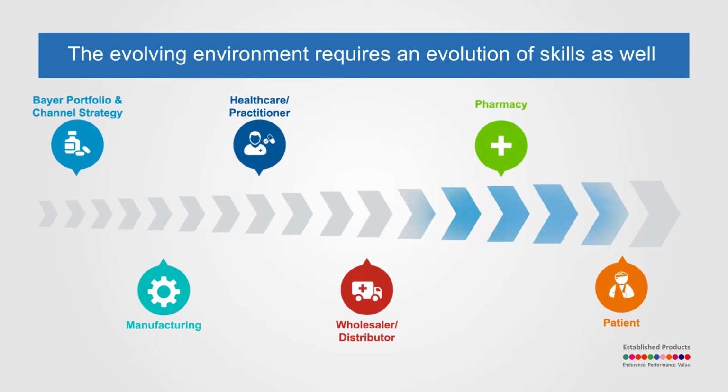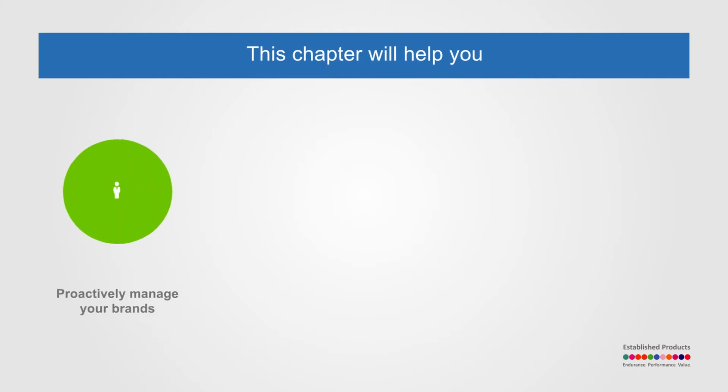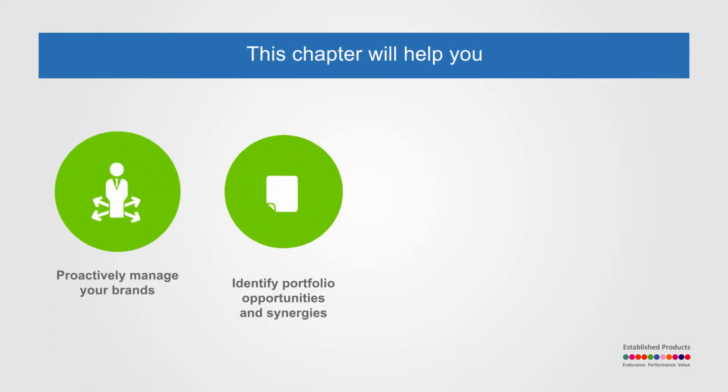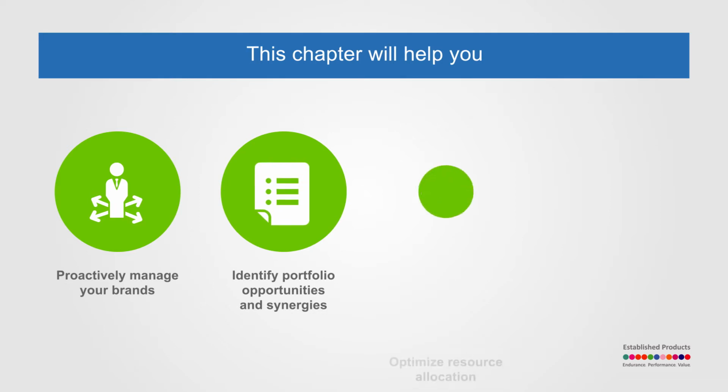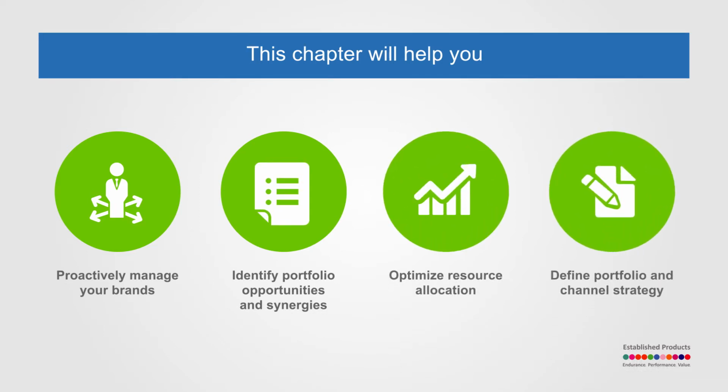This third chapter will focus on how we build our portfolio and channel strategy. This chapter will enable you to proactively manage your brands, identify portfolio opportunities and synergies, optimize resource allocation, make decisions, and define your portfolio and channel strategy in a coherent way.